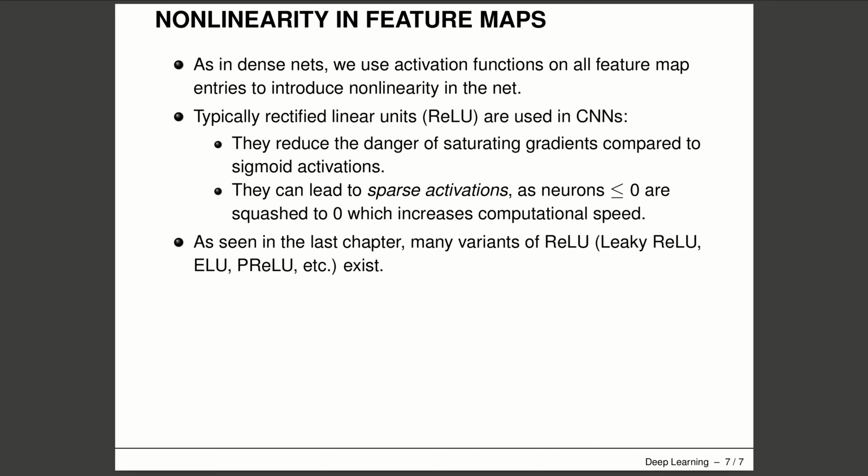And another point is that, similar to the dense layer, we also have nonlinearity here in the feature map. In a CNN also, we use an activation function on all feature map entries to introduce nonlinearity in the network. And the ReLU activation function is also very popular here. This is because it reduces the danger of saturating gradients compared to other types of activation functions such as sigmoid. And as you also saw in the previous lecture, we have different variants of ReLU, and leaky ReLU is also popular, as is pure ReLU, for the CNN use case.